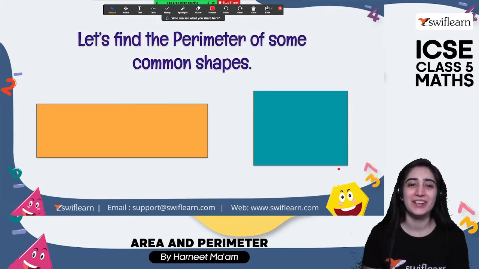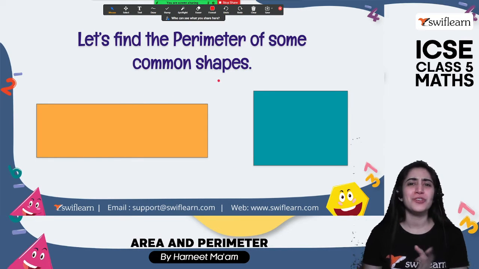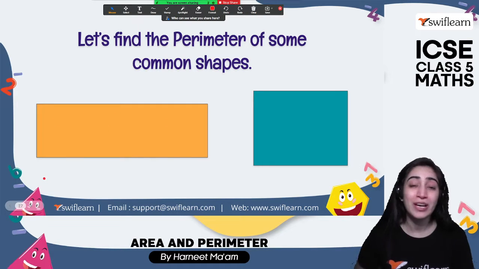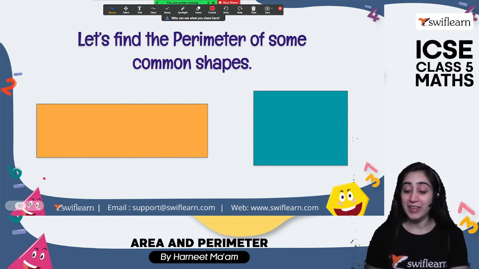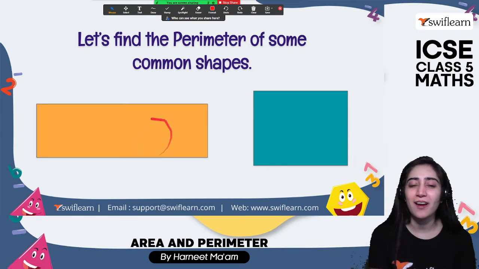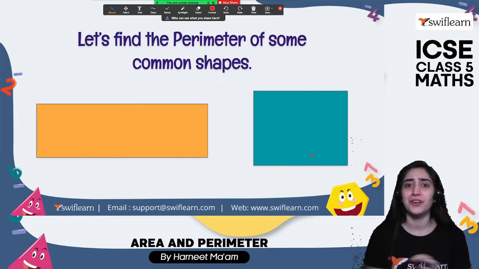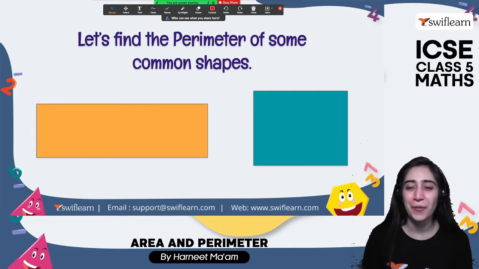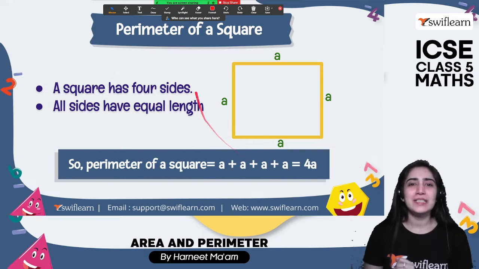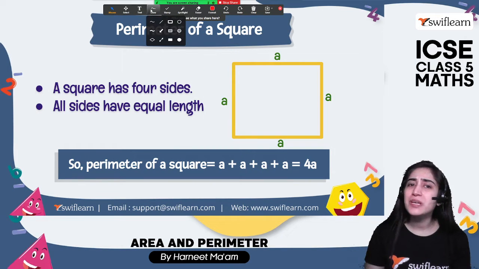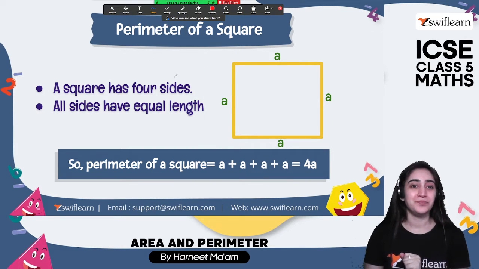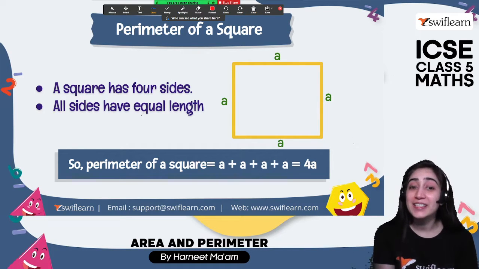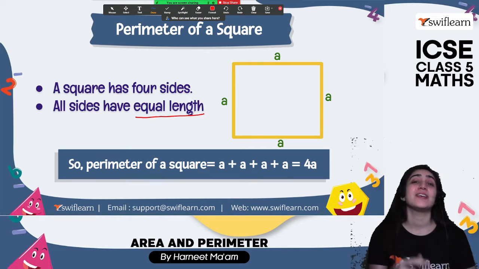All right, guys? Great. So let's find out the perimeter of some of the common figures. What is this figure known as? Anyone, can you tell me quickly? Yes, that's right. It's a rectangle. What about this? What figure is this? Superb. Great job, guys. It's a square. Super. All right, so now what was the difference between a square and a rectangle? Very important difference. Yes, in a rectangle the sides are not all equal, whereas in a square, the sides are equal.